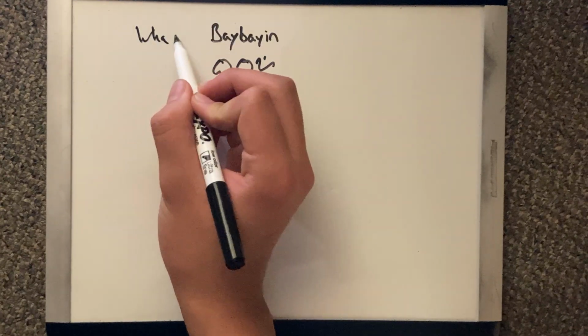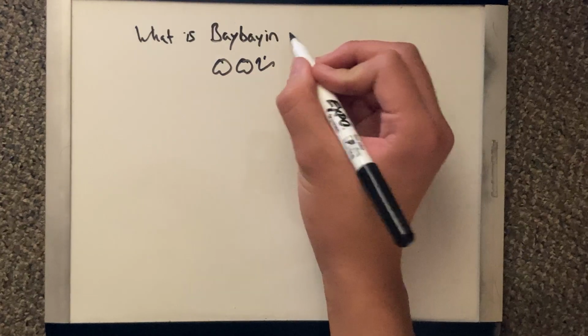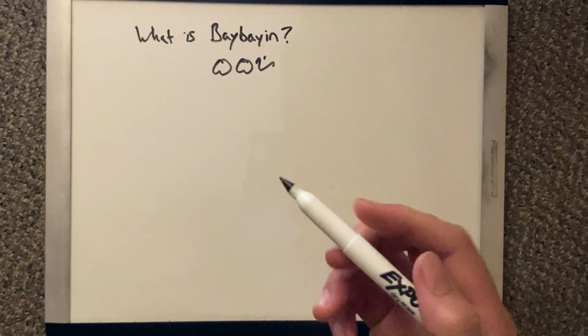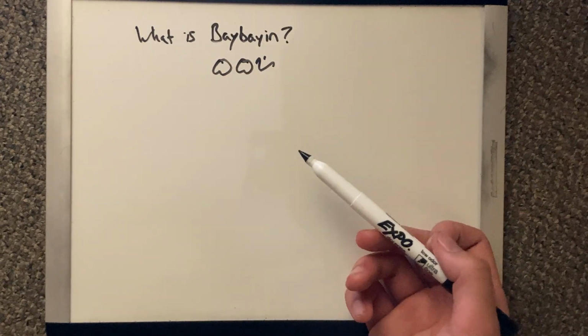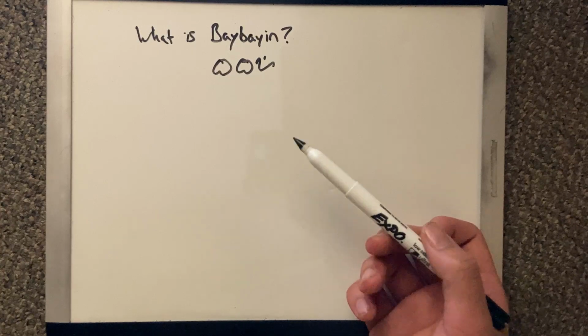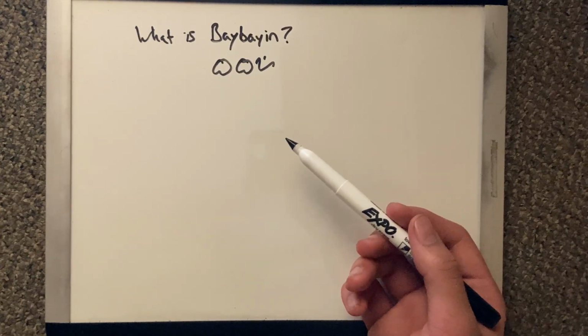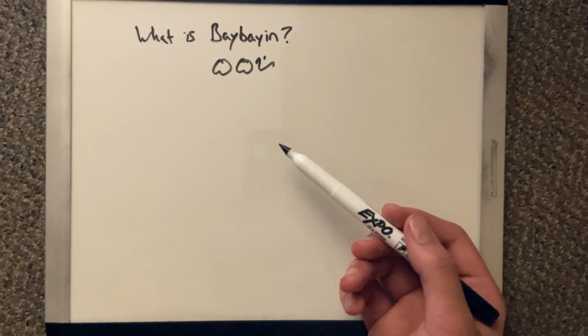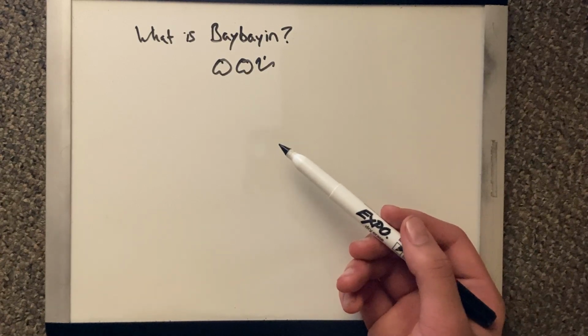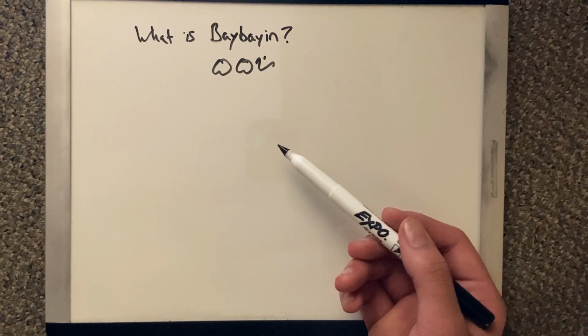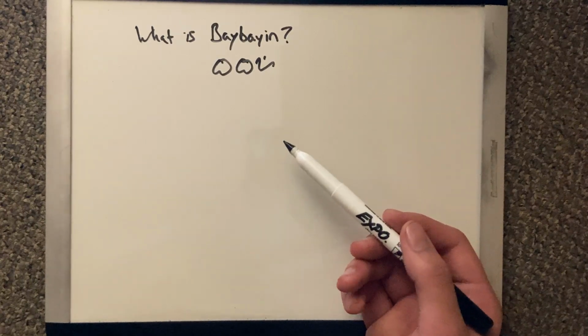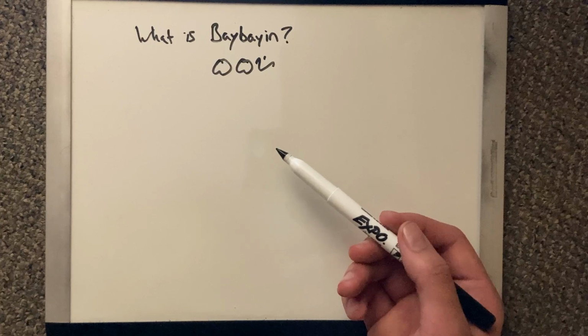So now, what is Baybayin? Baybayin is the historical Tagalog script. In other words, Baybayin is the writing system that was used in the past to write out the Tagalog language from the Philippines. Sometimes you'll hear people call Baybayin the ancient Filipino script, and it technically isn't the Filipino script.